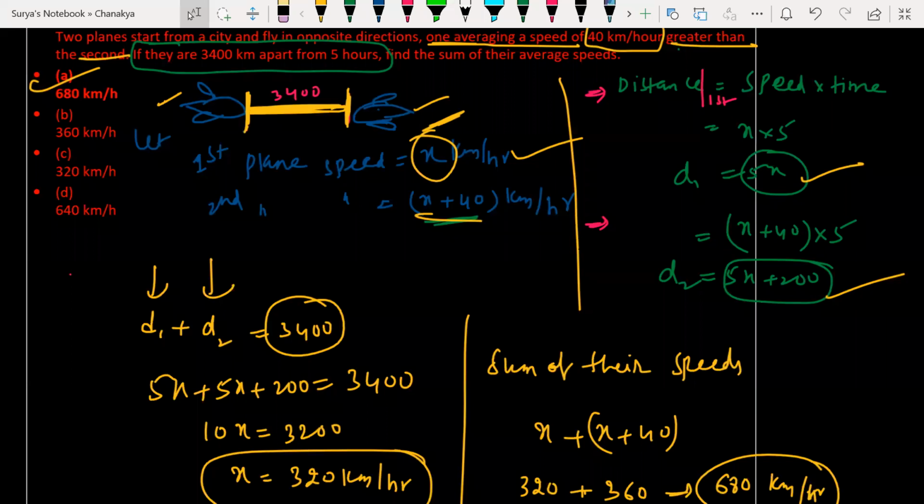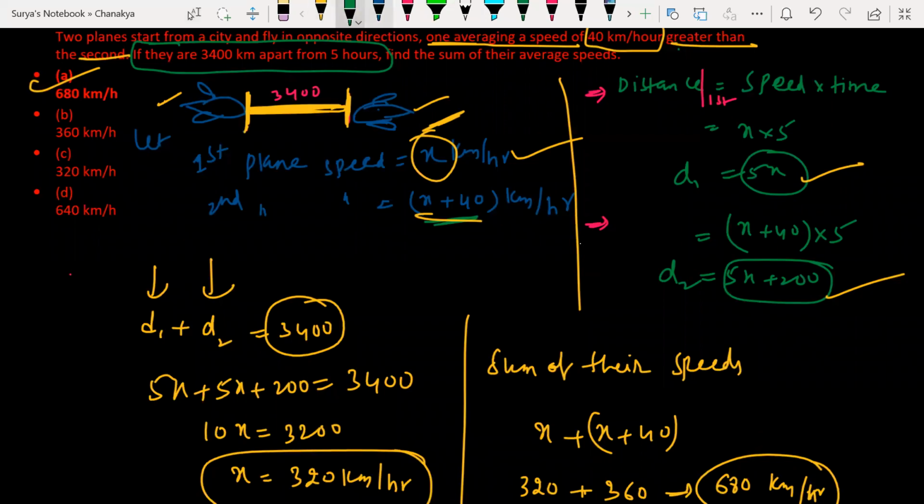Now we took the average speed here itself. He said average, so it doesn't mean we have to divide by 2 again. He is asking for the average, so do I divide by 2 here?